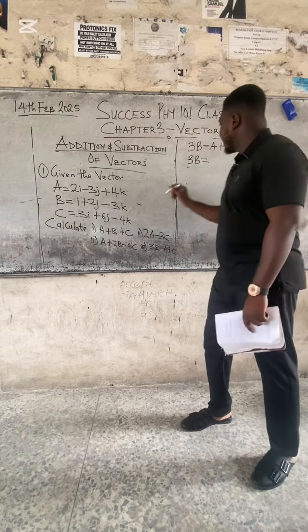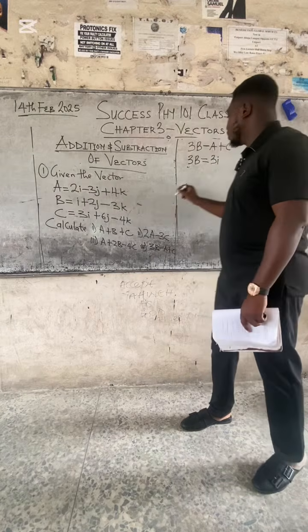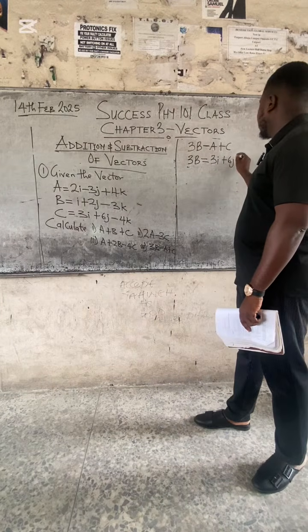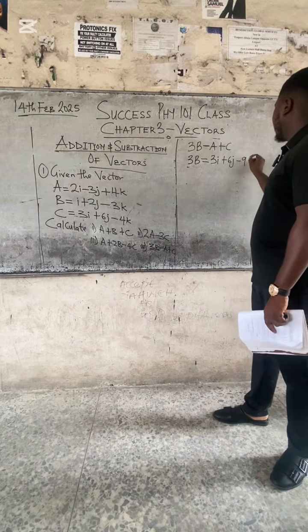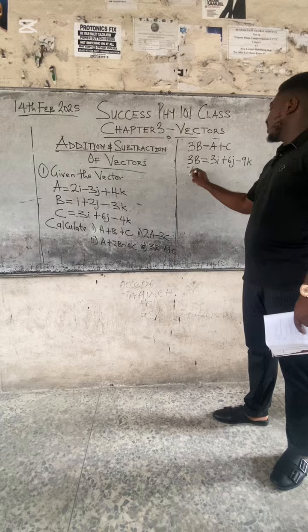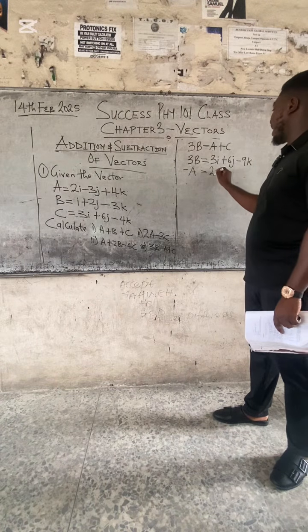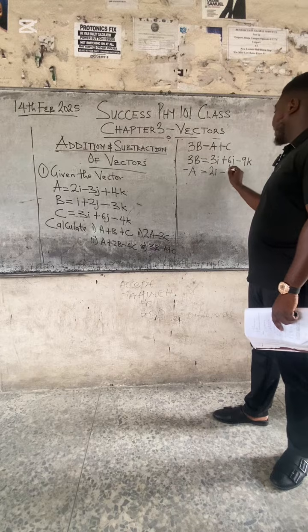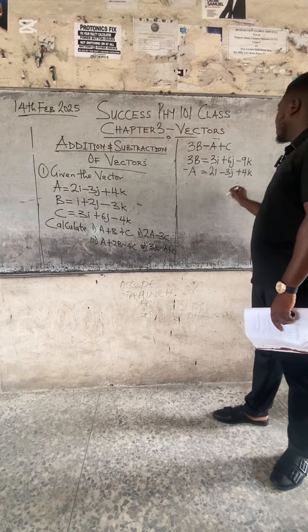3 times i, 3i. 3 times 2, 6j. 3 times minus 3, minus 9k. Class, this is 3b. Minus a, right? Thank God, we don't need to do anything to a. a is 2i minus 3j plus 4k plus c.